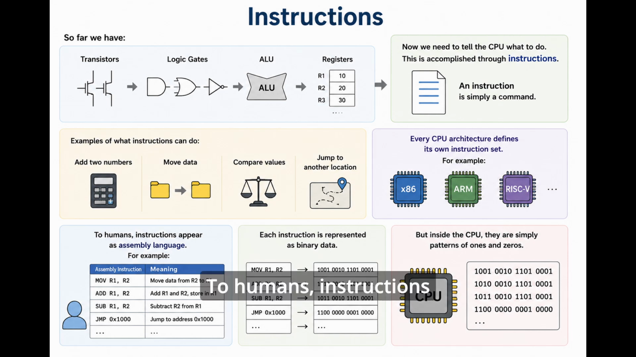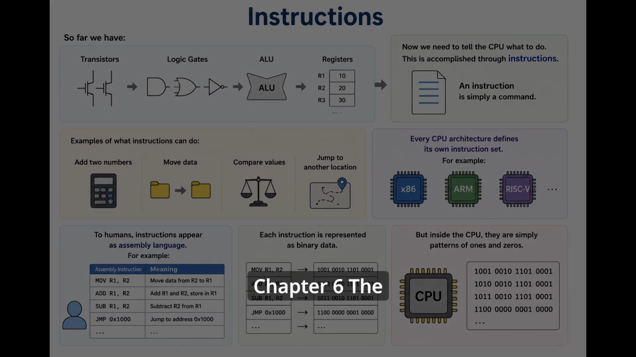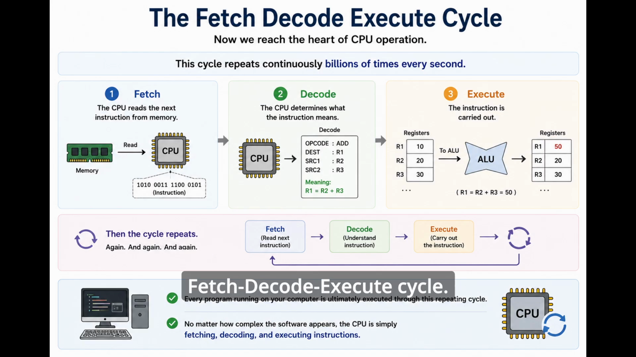To humans, instructions appear as assembly language. For example, MOV, ADD, SUB, JMP, but inside the CPU, they are simply patterns of ones and zeros. Chapter 6. The Fetch Decode Execute cycle.